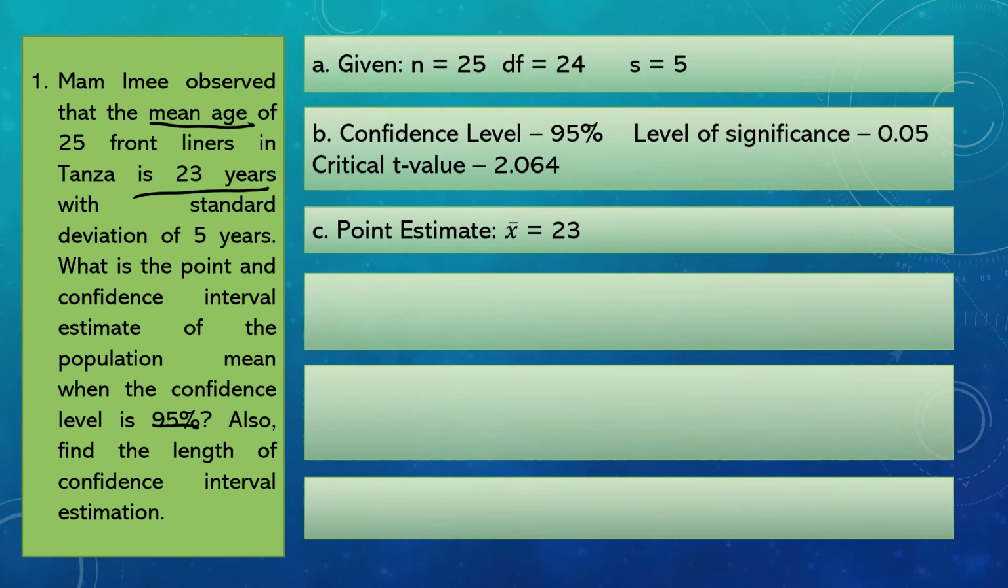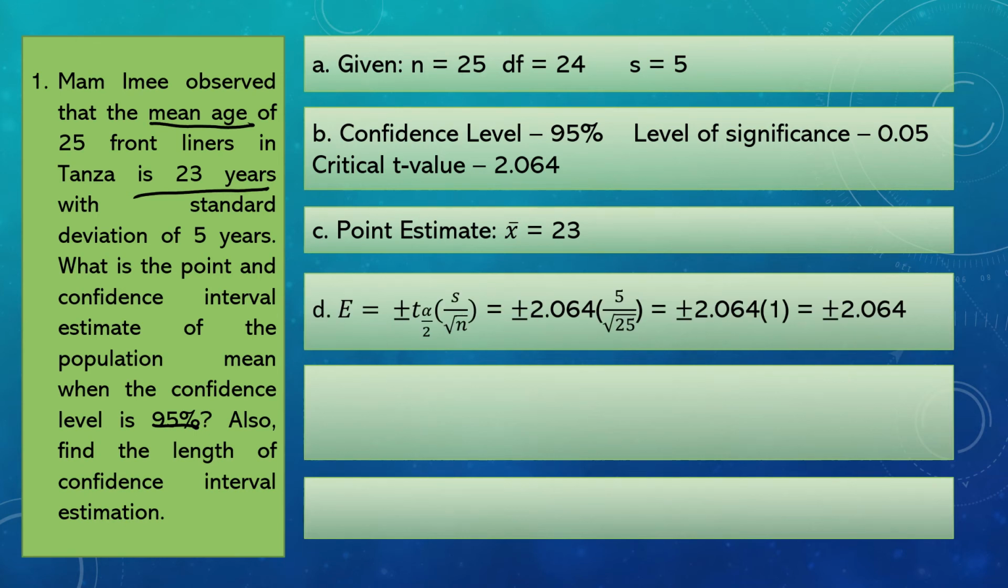So the next step is finding the margin of error, which is equal to plus or minus t sub alpha over 2 times the quantity s over square root of n. Again, this is what we call the margin of error. But what do we mean by alpha over 2? Alpha over 2 implies that we're using the two-tail distribution for the t table. Again, alpha over 2 implies that the t-distribution table that we are using pertains to a two-tailed distribution.